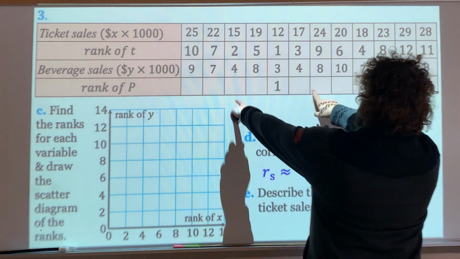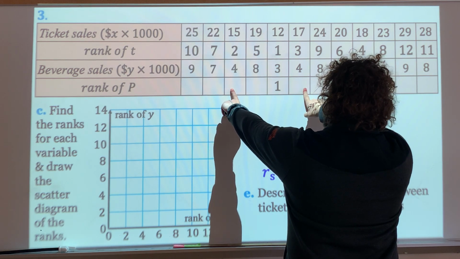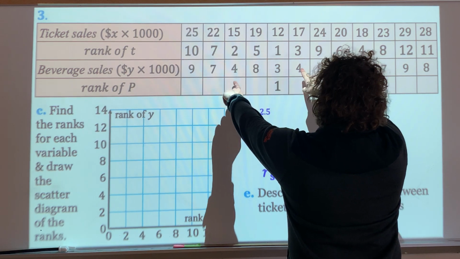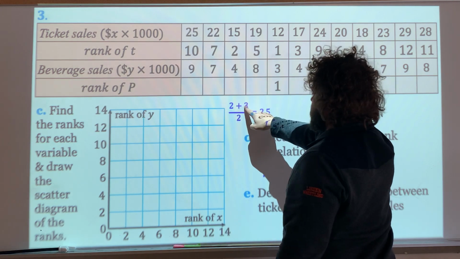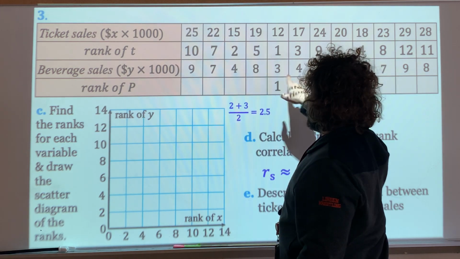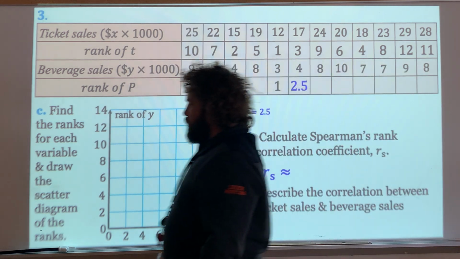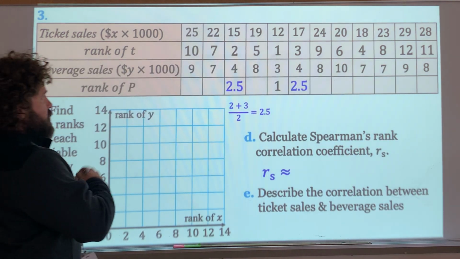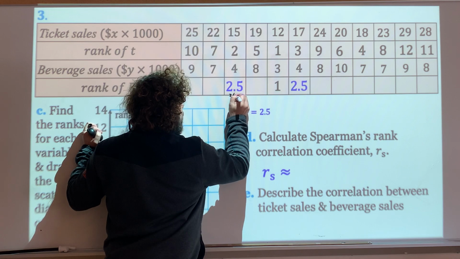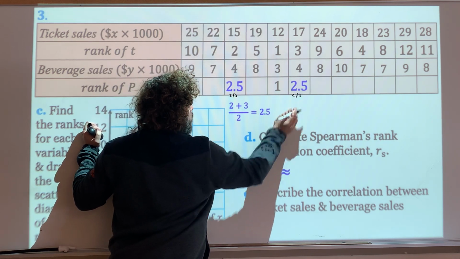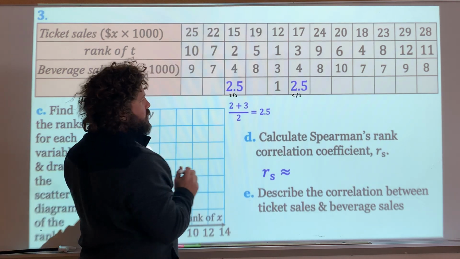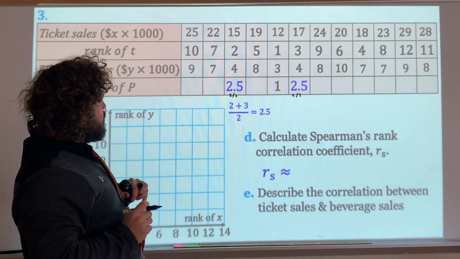Uh-oh. There's 2 4s. Since there's 2 4s, this is 2 and 3, 2 and 3. 2 plus 3 is 5 divided by 2. Both of the 4s are 2.5. Because remember what we said? This is technically ranked 2, 3. So you take the average of 2 and 3, which is 2.5. All right, so now we're up to 4.